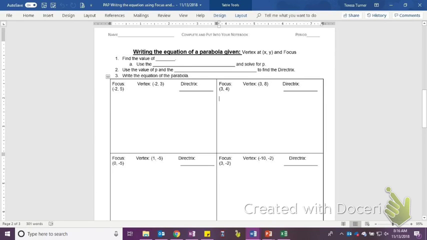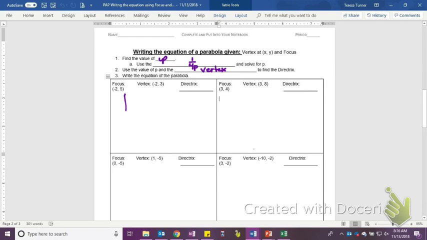Now we want to look at finding the equation of a parabola given the vertex and the focus. So we still need to find the value of p. We use the formula 1 over 4p, use the value of p and the vertex to find the directrix, and then write the equation of the parabola.